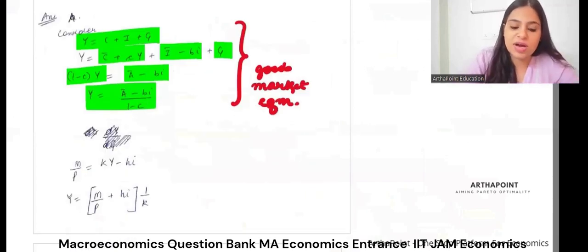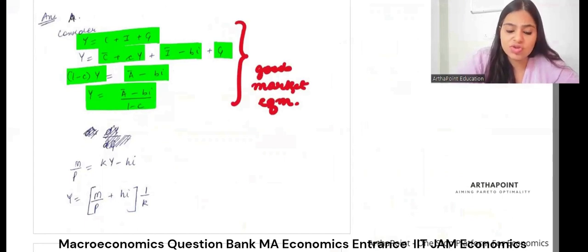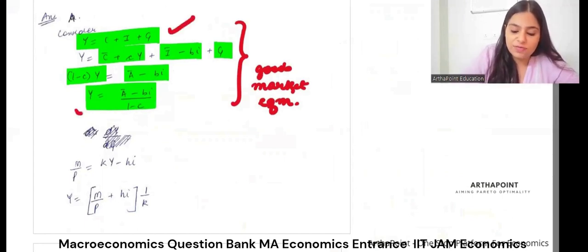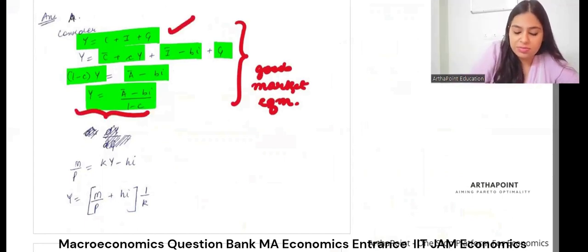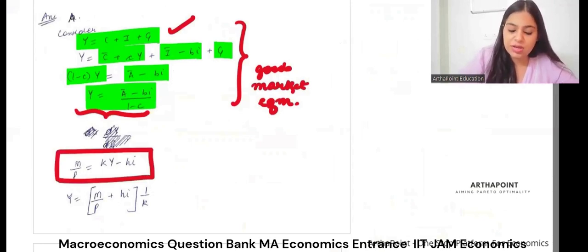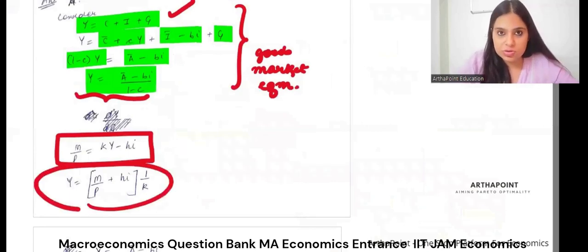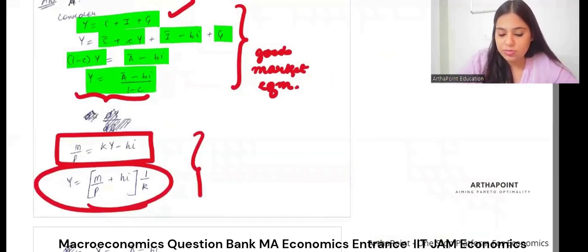So this is your goods market equilibrium. Y is equal to C plus I plus G. You get the value of Y here. Then this is your money market: M by P is equal to KY minus HI. You get the value of output from here also. This is your money market equilibrium.